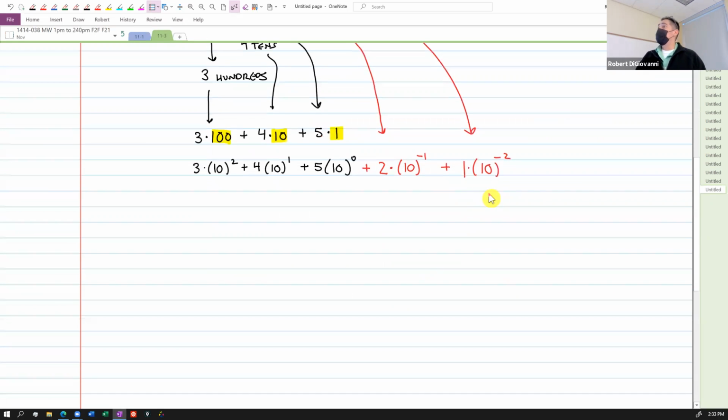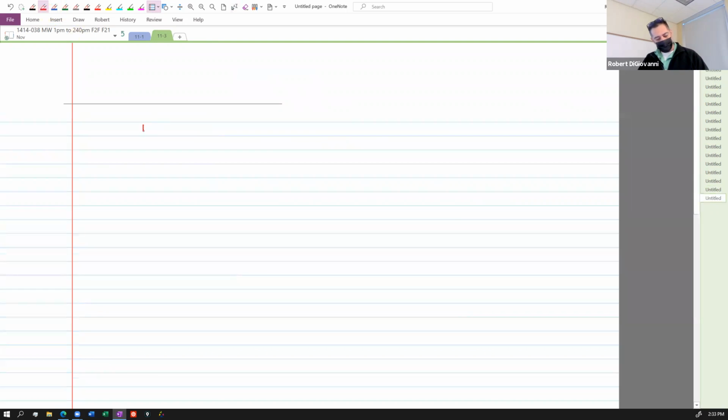Now, that's base 10. Base 2, you only have 2 digits, 0 and 1. So every number I make up can only be made up of those numbers. So if I write 1 0 1 0 1 1 in base 2, what I mean is this. Okay, so let me go back.